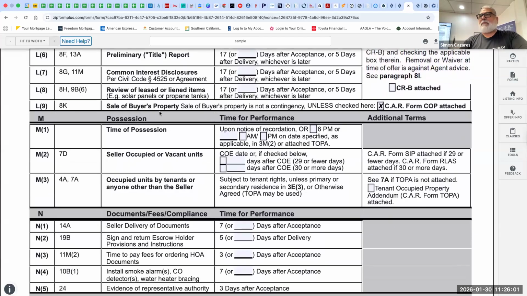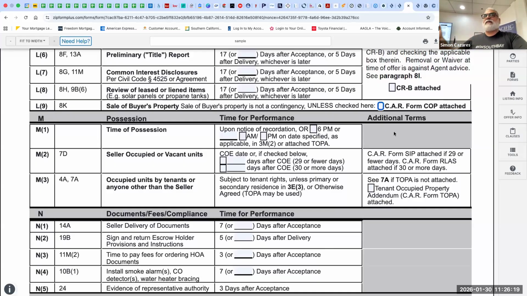If the buyer is selling their property, then you have to disclose under the COP that the buyer is contingent, that they have to sell their property in order to get the proceeds to transfer the money to the escrow that you're currently in on this property. If there is no contingency COP, then you leave it blank.